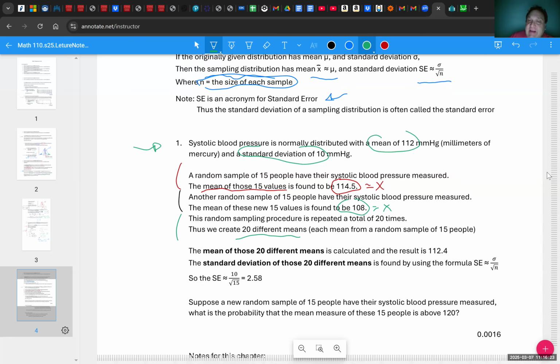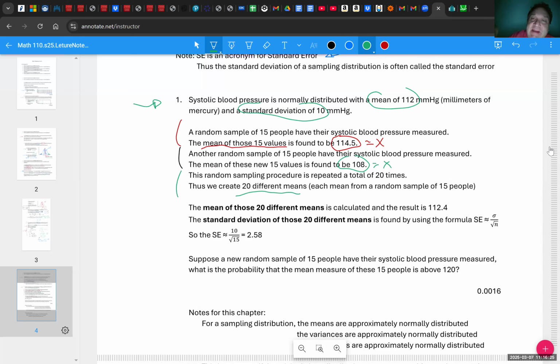Okay, so let's suppose, again, I'm not showing you calculations. I'm just trying to help you focus on the meaning of stuff right here. Suppose we take the mean of those 20 different means, and we got something like 112.4, just as an example. I'm making up the numbers, right?